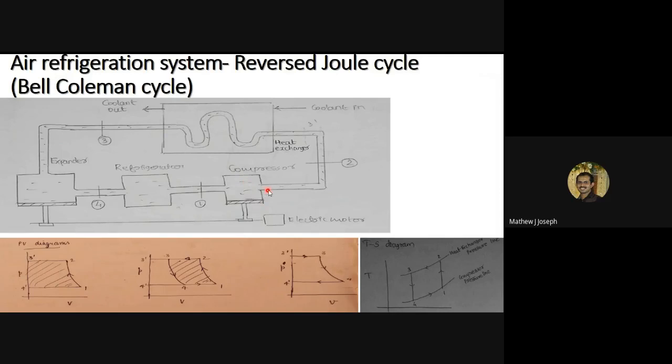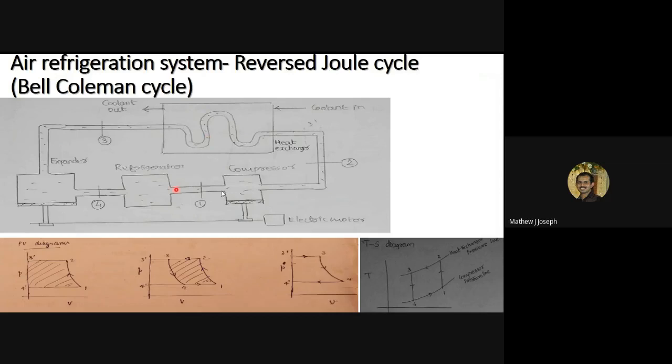After compression, this air will be admitted to a heat exchanger. In the heat exchanger portion, the air, our working fluid, will be rejecting the heat to a coolant medium. There will be a provision for coolant in and coolant out. There will be a coolant continuously circulated throughout this heat exchanger. This coolant will be absorbing heat from our working fluid, that is air.